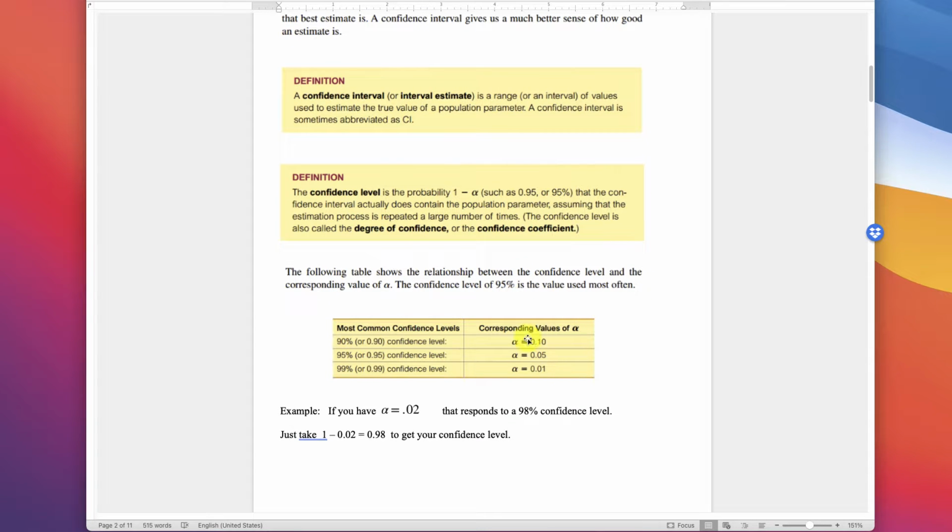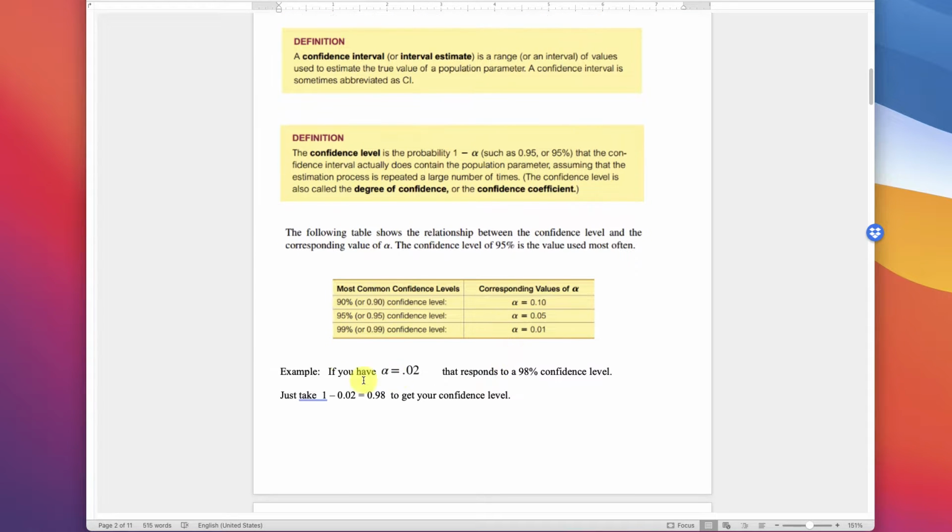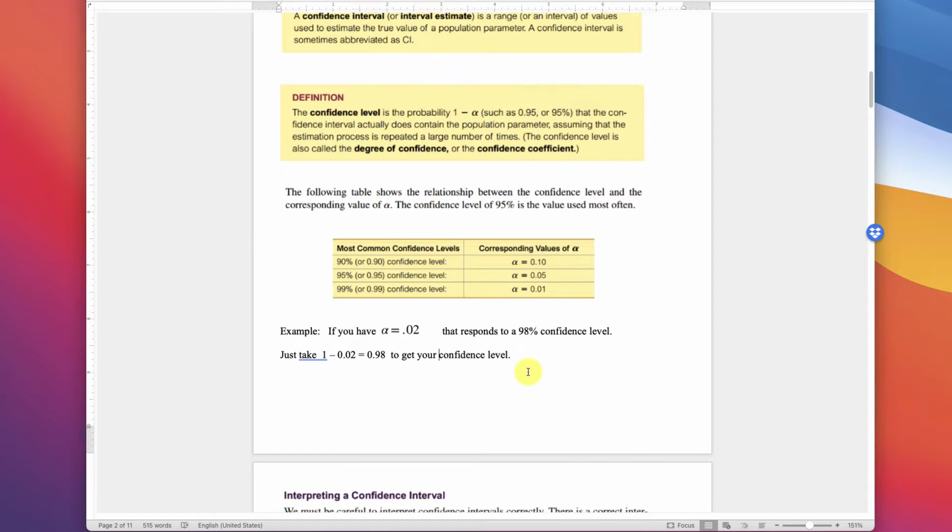Alright, so we have alpha to show our confidence levels. If we have an alpha of 0.10, that corresponds to a 90% confidence level, right? Then 0.05 and 0.01. For example, if you have an alpha of 0.02, you're going to have a 98% confidence level. You're just subtracting alpha from 1 to get the confidence level. So the alpha gives the confidence level.